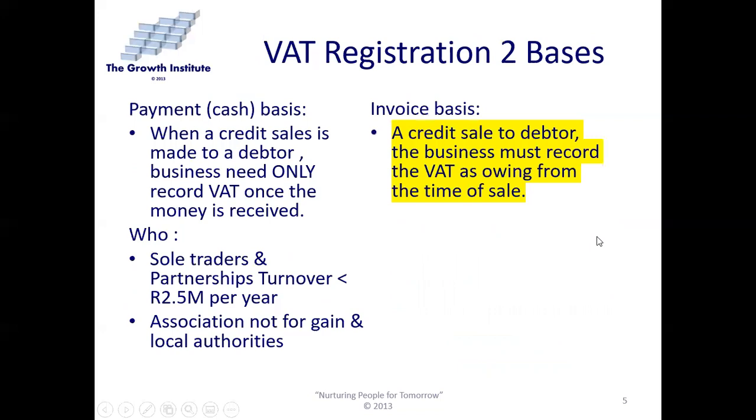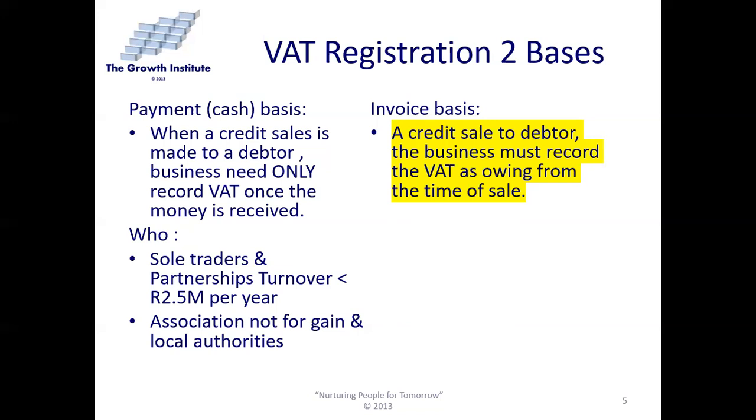Good. We get two bases of VAT. The one is the payment basis and the other one is the invoice basis. I already said to you that for our purposes, we are just going to assume that everything is invoice based. So the moment a credit sale is made to a debtor, the business must record the VAT as owing from the time of sale. But the payment cash basis is also possible.